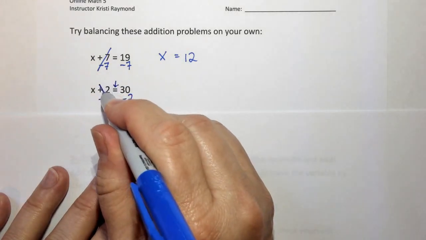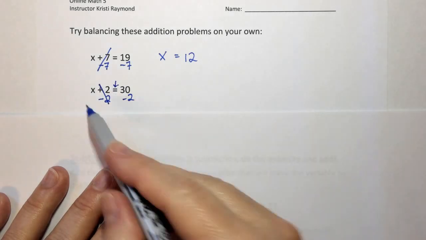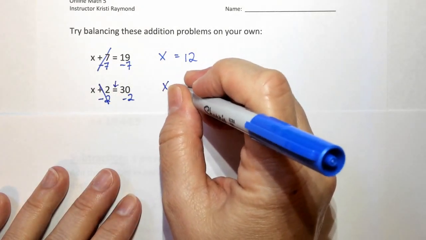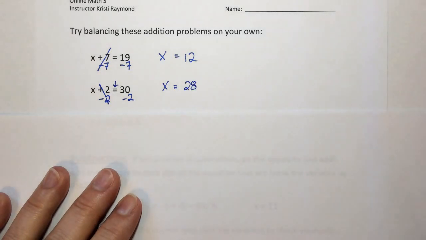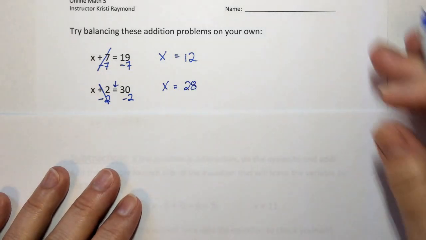So these are canceled out. Plus 2 and minus 2, that's 0. X is left by itself. 30 minus 2 is 28. So even though I knew the answer was 28, I have just proven it.